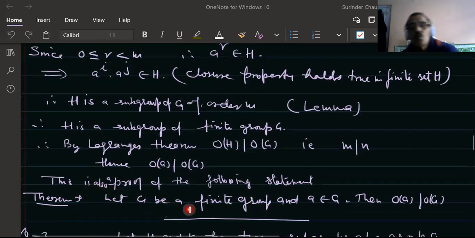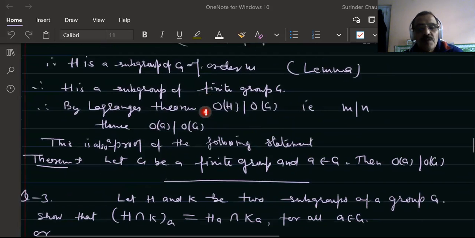This is also the proof of the following statement: let G be a finite group and a belongs to G, then the order of a divides the order of G. The same proof applies. If the theorem or problem is asked in this way, the proof will be the same.